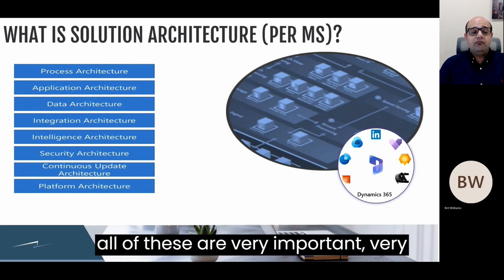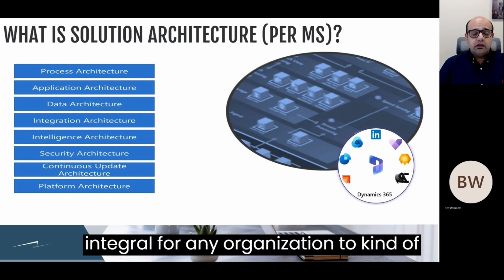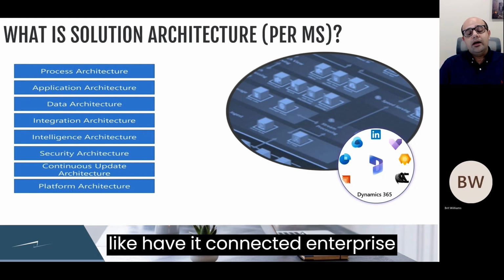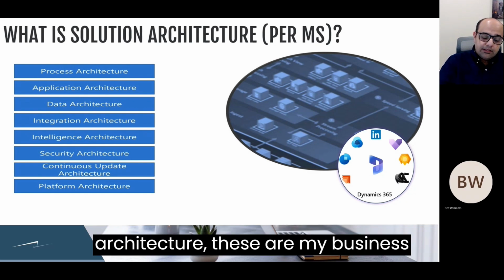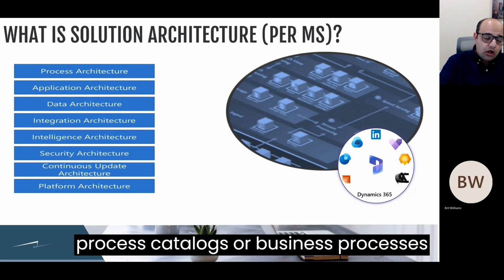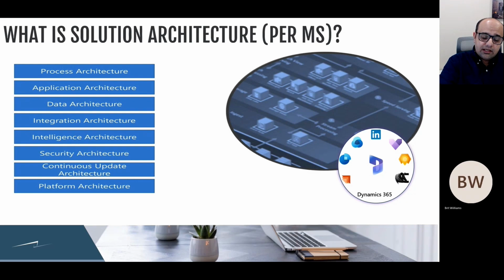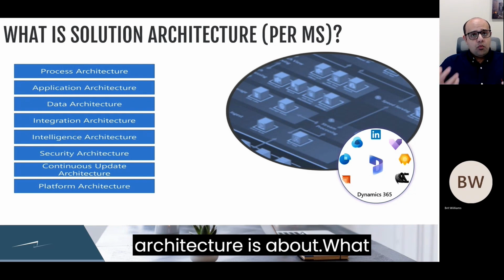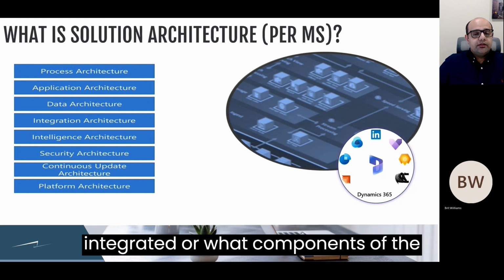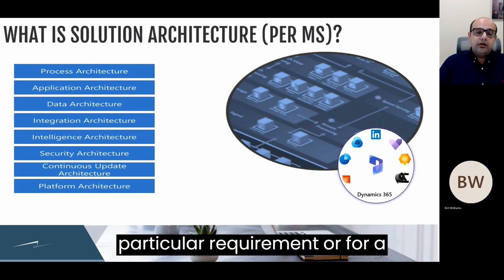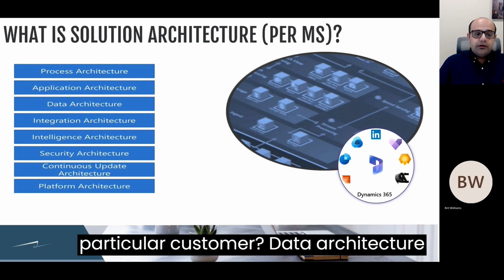And all of these are very integral for any organization to have a connected enterprise experience. So when I talk about process architecture, these are my business process catalogs or business processes like procure to pay, quote to cash, financial plan to record. Application architecture is about what components of the application will be integrated or deployed for a particular requirement or for a particular customer.